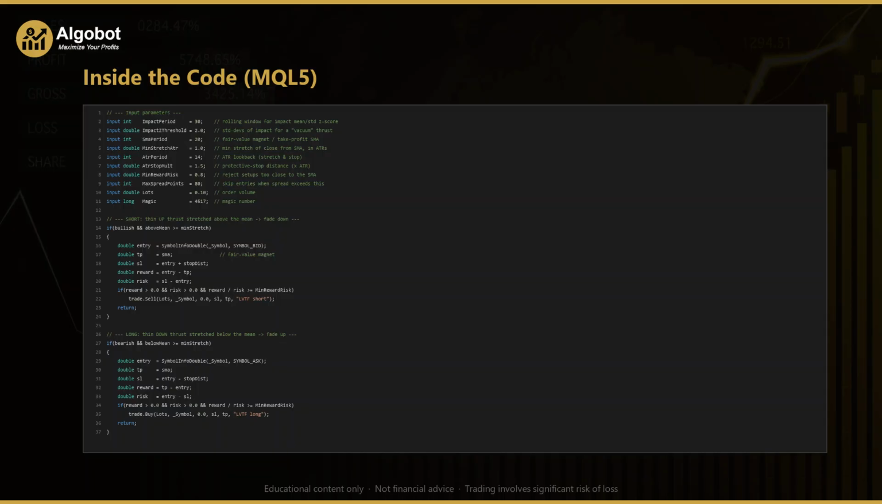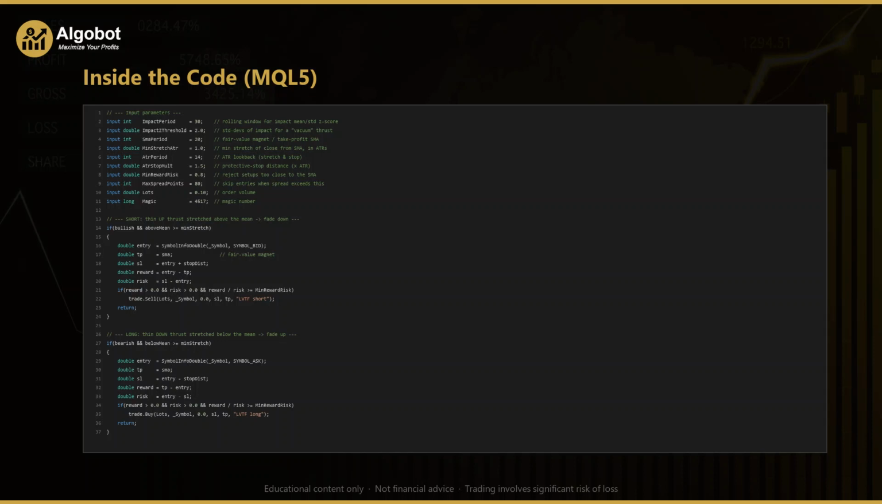The short block fires when the bar is bullish and above mean is at least the minimum stretch, meaning price closed far enough above the baseline. Inside, entry is taken at the bid, the take profit is set to the SMA, and the stop loss is the entry plus the stop distance. If reward and risk are both positive and the reward to risk ratio clears the minimum, it calls trade.sell with those stop and target levels.